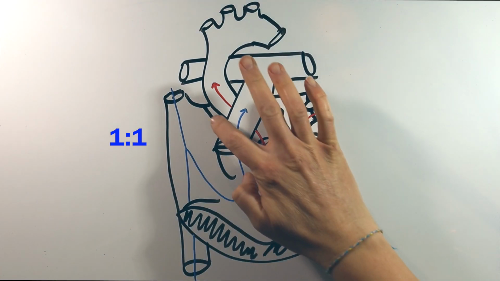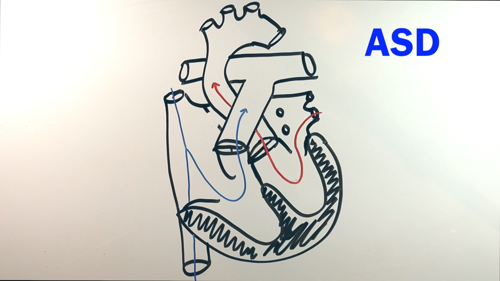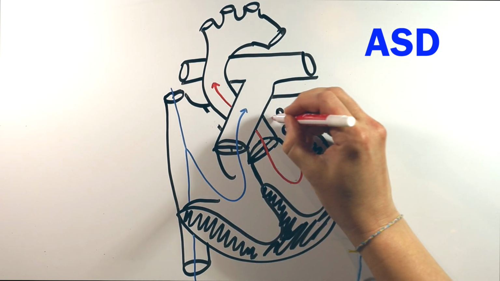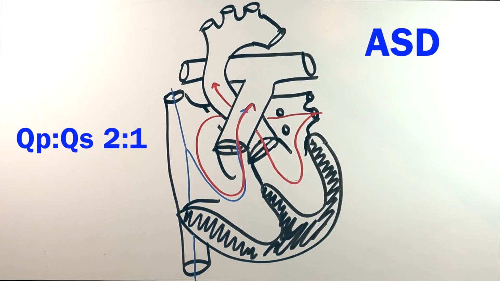With a large left to right shunt, such as with an atrial septal defect, this ratio rises as blood crosses the ASD to go to the lungs. This ratio can be 2:1, 3:1, or even higher. The higher the ratio before surgery, the higher the risk. Number 2, high pressure ejecting into the lungs.